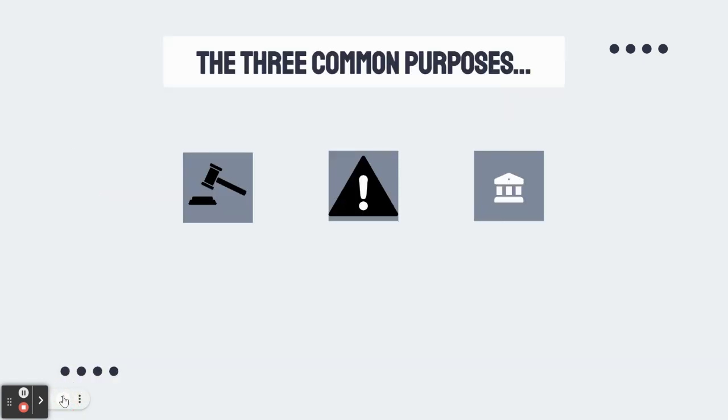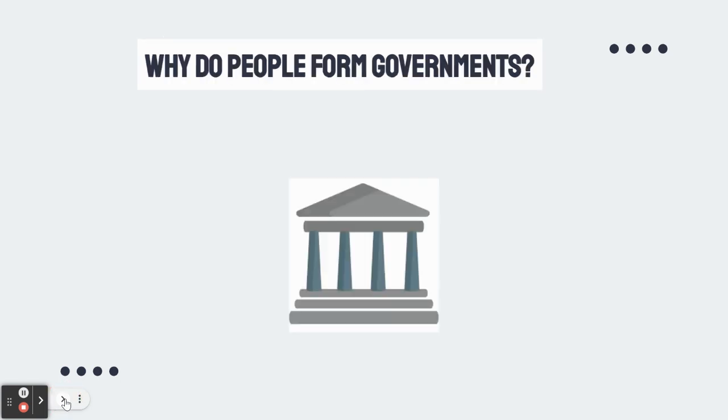Okay, turn your page, and we're going to look at three common purposes of government. So you'll see already on your page, three reasons for government are to maintain order, to protect citizens, and for the common good. So let's take a look at the next slide and see what that might mean.